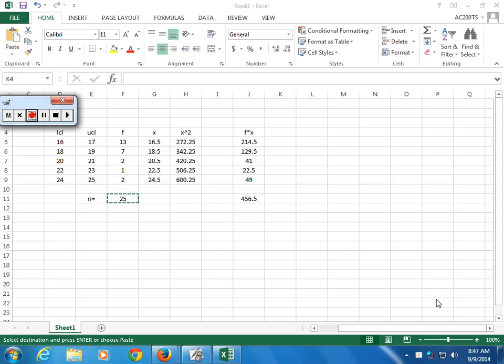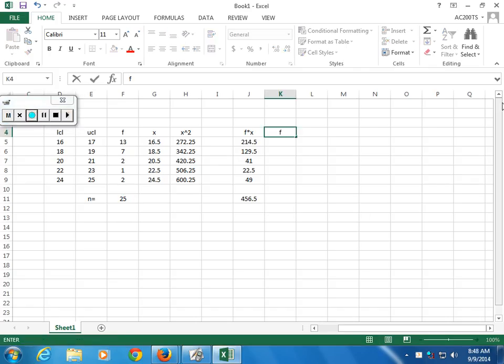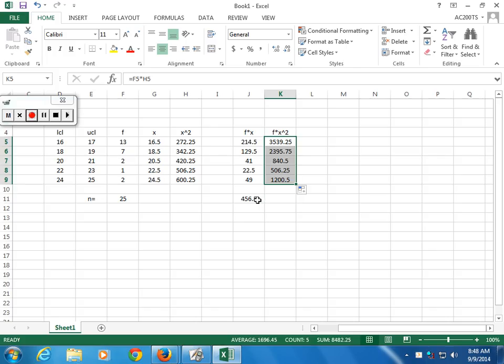All right, now what? F times x squared equals F times x squared. And now you got everything to plug in. So start plugging it in your formula.